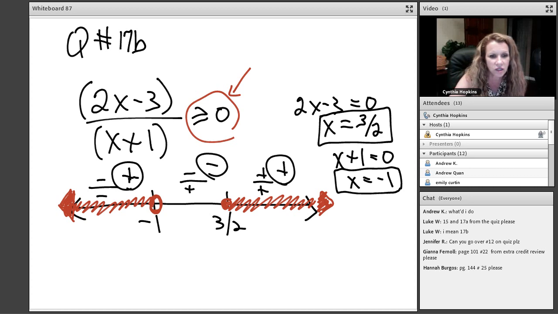I do want my fraction to equal 0. And so with a numerator equaling 0, that makes the whole fraction equal 0. But I never want to divide by 0. And so the -1 that came from the denominator has to be an open circle.